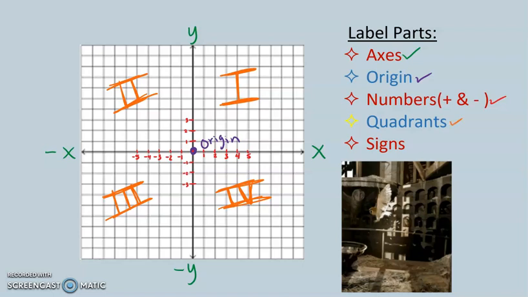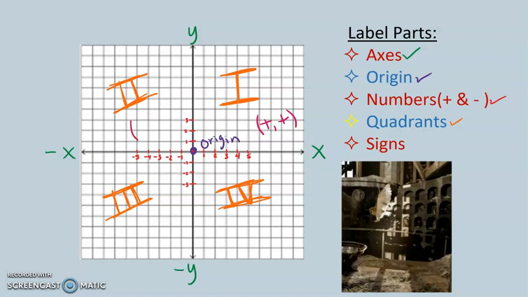So those are our quadrants. And then for the signs, it's talking about our X and Y's. Which one is positive, which one is negative, and where are they? So in quadrant 1, X is going to be positive and Y is going to be positive, which is why that's where we start most of the time.